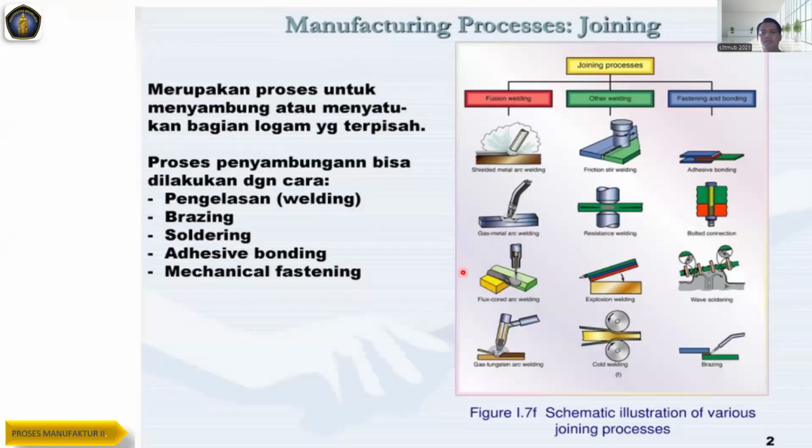This is the definition of fusion welding, which is how to join two metals, and the process of joining both metals. There are many methods here. The first is welding, the second is brazing, the third is soldering, the fourth is adhesive bonding, and the fifth is mechanical fastening.